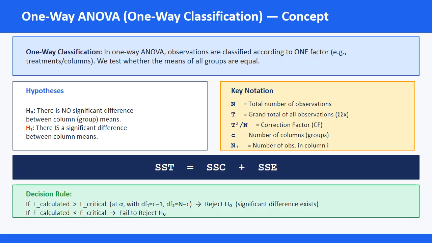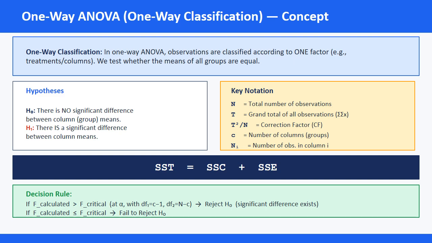Let us start with one-way ANOVA. In one-way ANOVA, data is classified based on only one factor. This factor could be different machines, different workers, different teaching methods. So essentially, we are comparing multiple groups under one condition. The main question we are trying to answer is, are all group means equal or is at least one different?